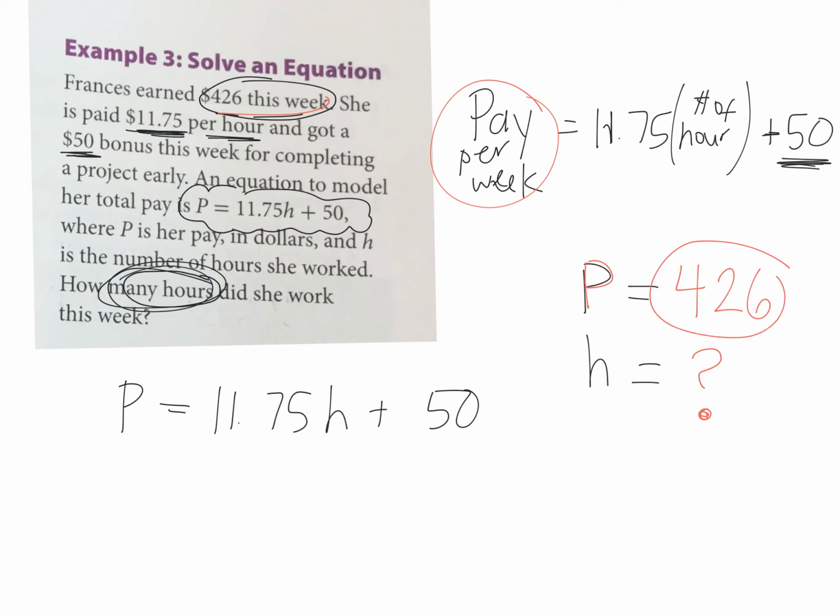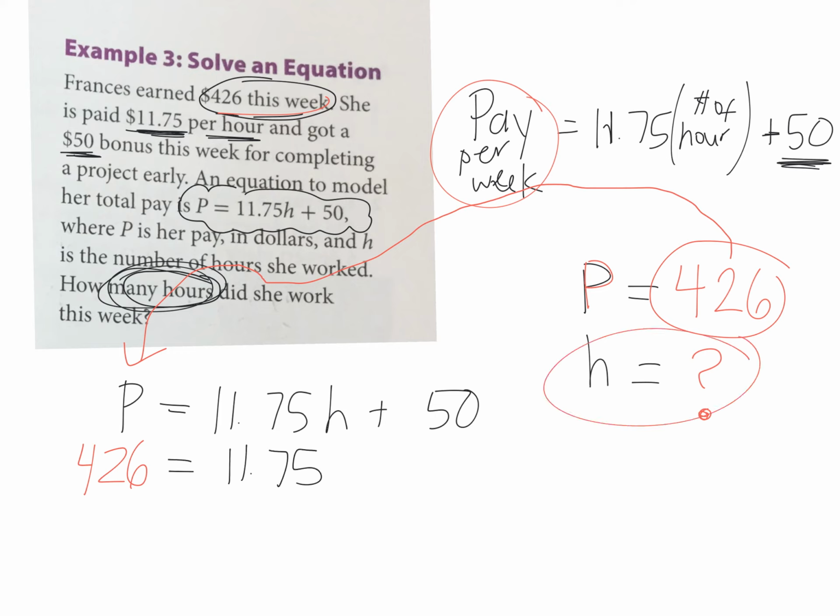If P is 426, where do I plug that in? For what variable? P or H? Good. So where we see the P, we're going to write the value. 426 equals 11.75. I don't know H. That's what we're trying to figure out. We're trying to find H. Plus 50.